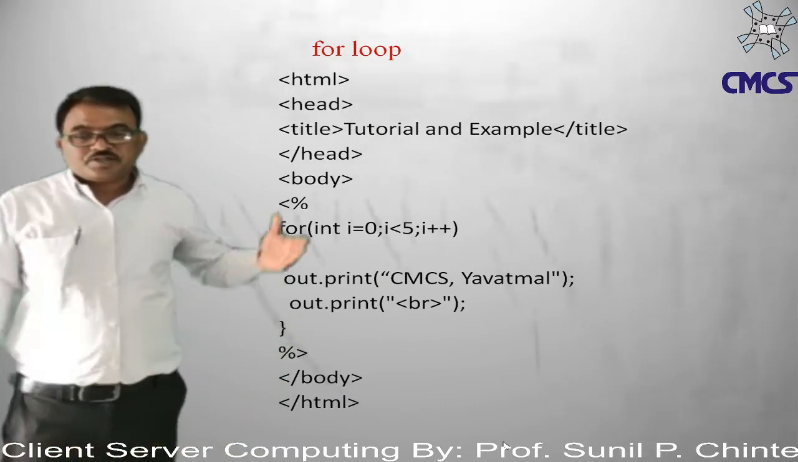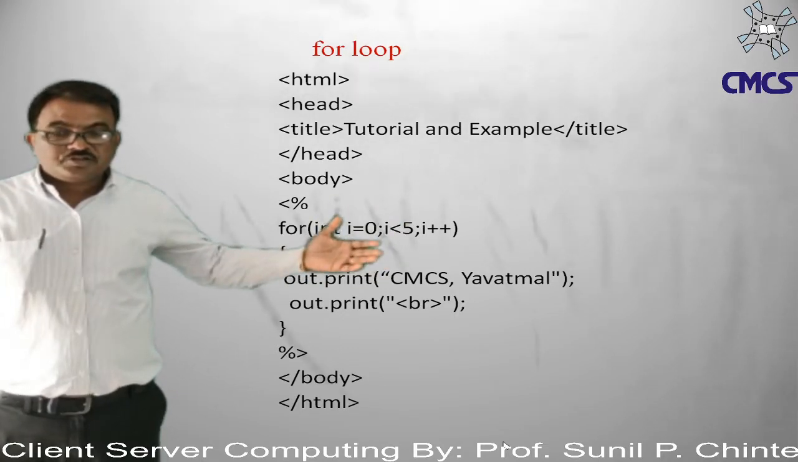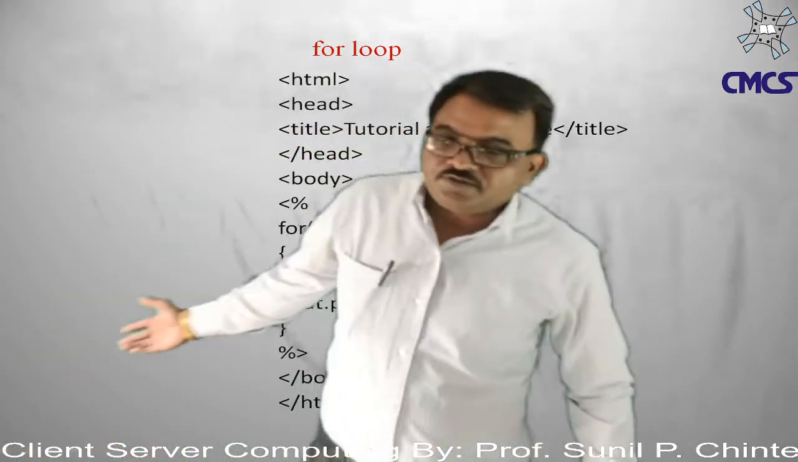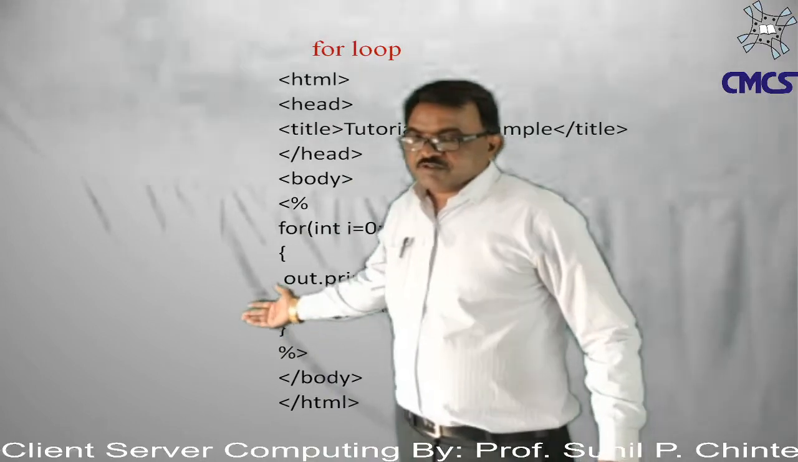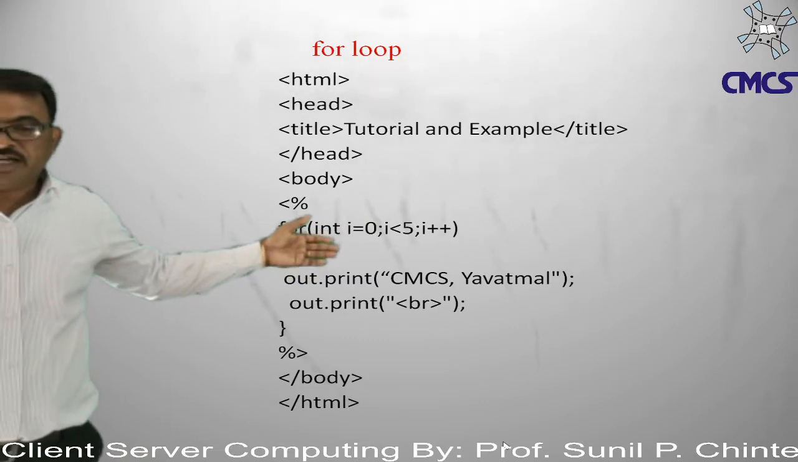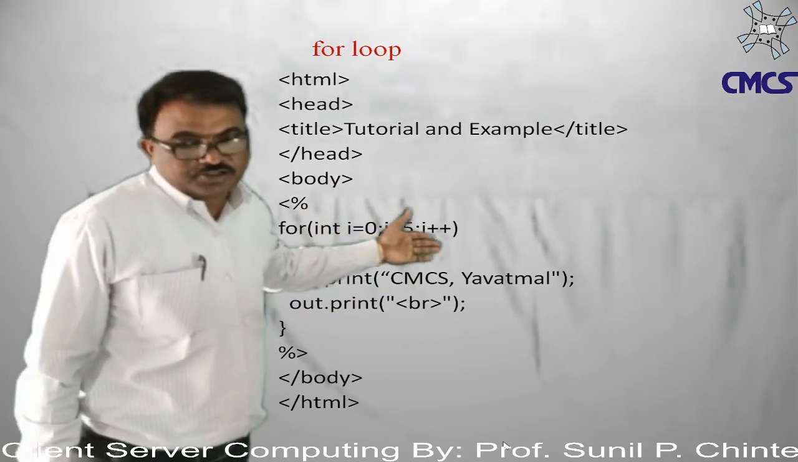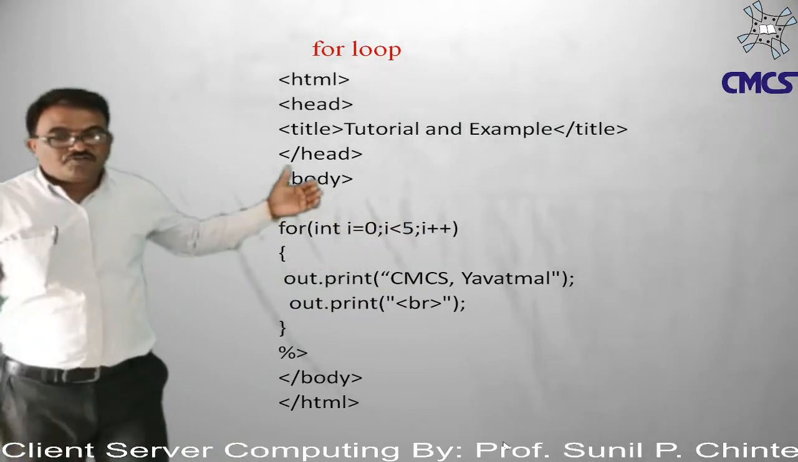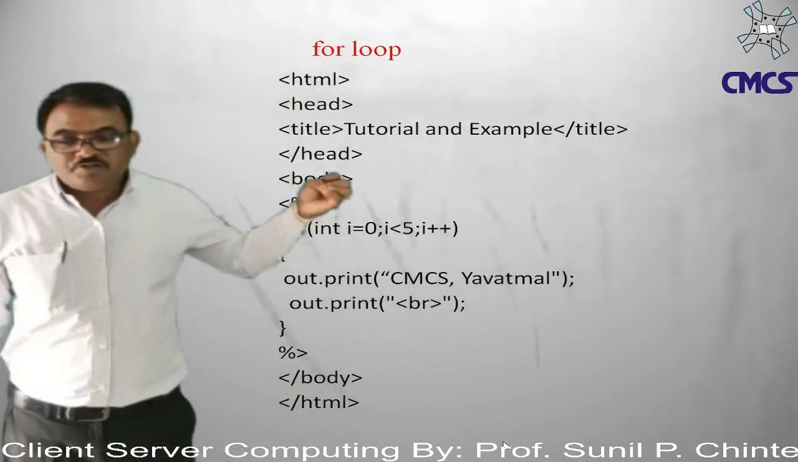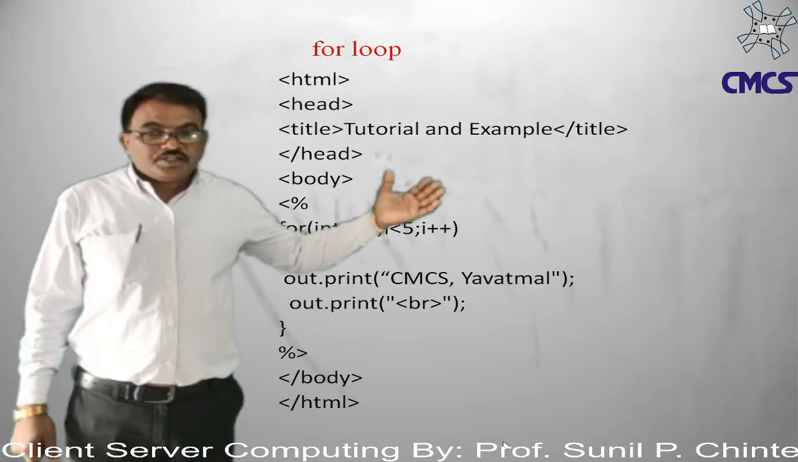So here I have used one for loop that is used to display CMCS earth 5 times. Okay, here I have initialized one variable i with the value 0. Then I have mentioned the condition i less than 5, and after that I have incremented the value of i by one. That is i plus plus, called the unary increment operator.